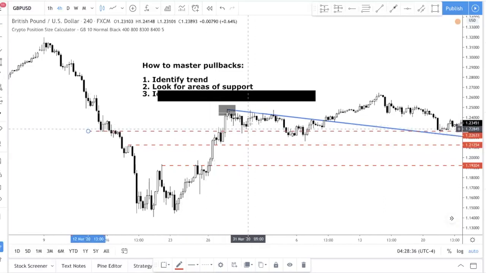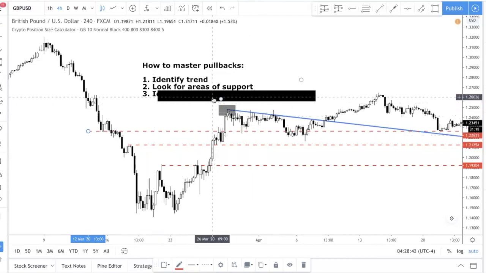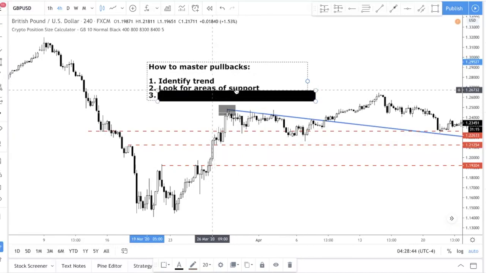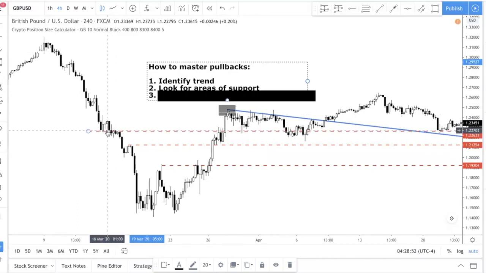Now, if you didn't take profit fast enough, you probably lost money if you put a stop loss below. Most people don't have issues with identifying areas of support. You just look at the market structure and try to identify levels which have acted as both support and resistance.